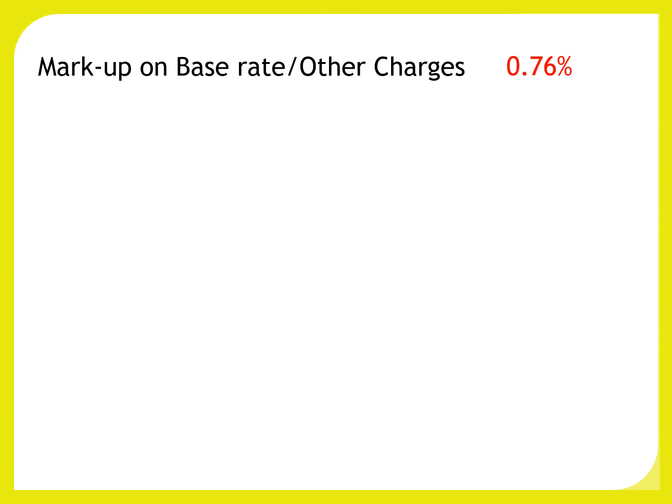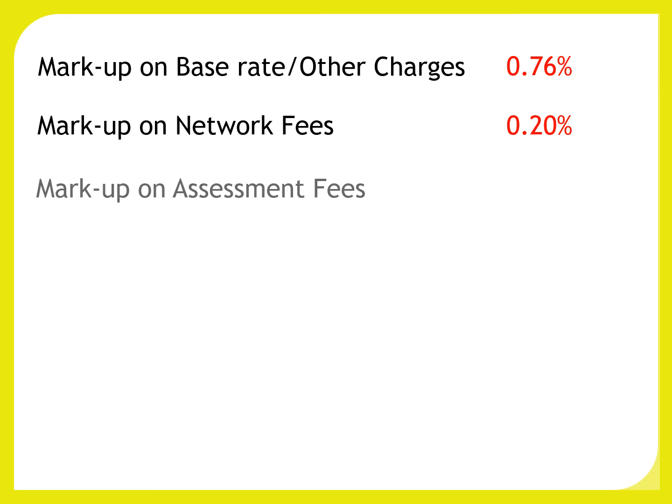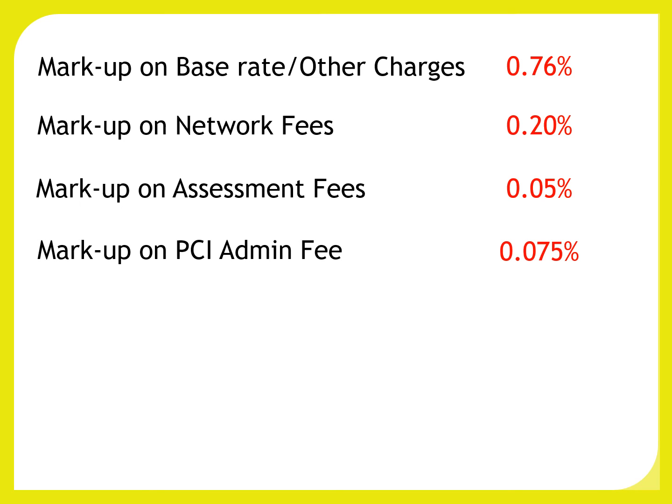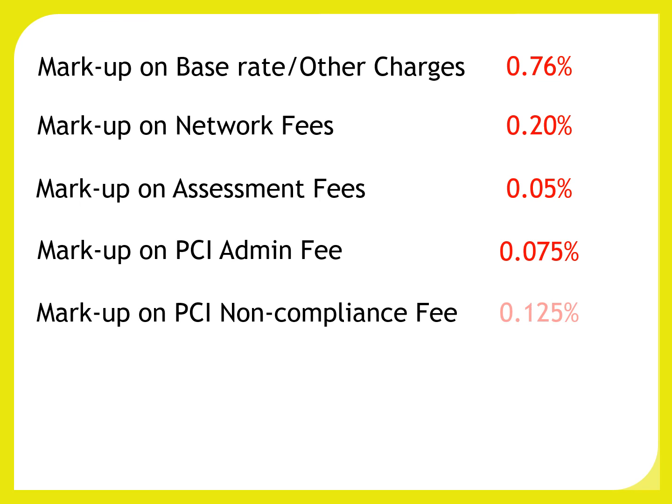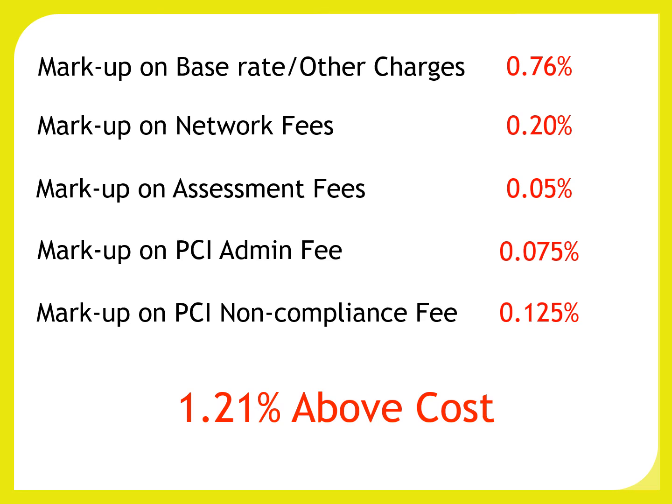So to summarize all of the fees, you have a 0.76% markup on the base rate and other charges combined, a 0.20% markup on network fees, a 0.05% markup on assessment fees, a 0.075% markup on the PCI admin fee, and a 0.125% markup on the PCI non-compliance fee, bringing your total sum in markups to 1.21% above cost. To put this into perspective, this merchant paid a total of $3,950.76 in markups above cost.